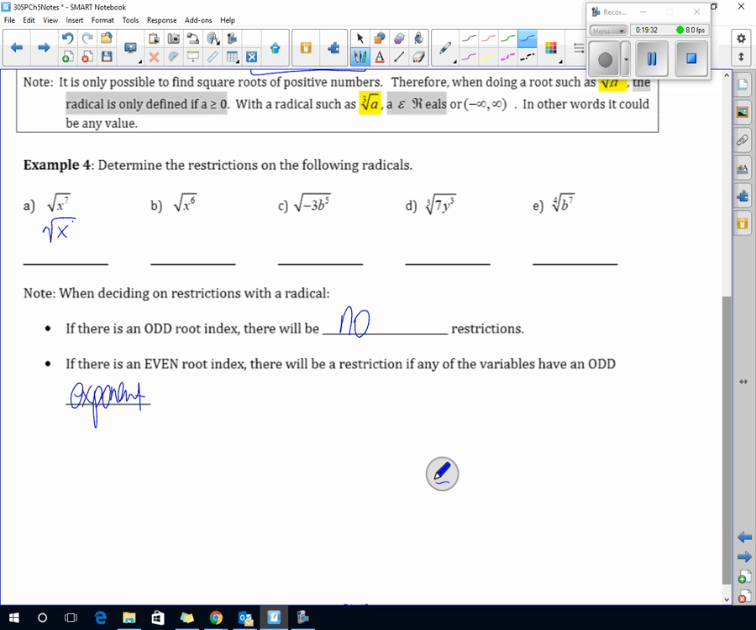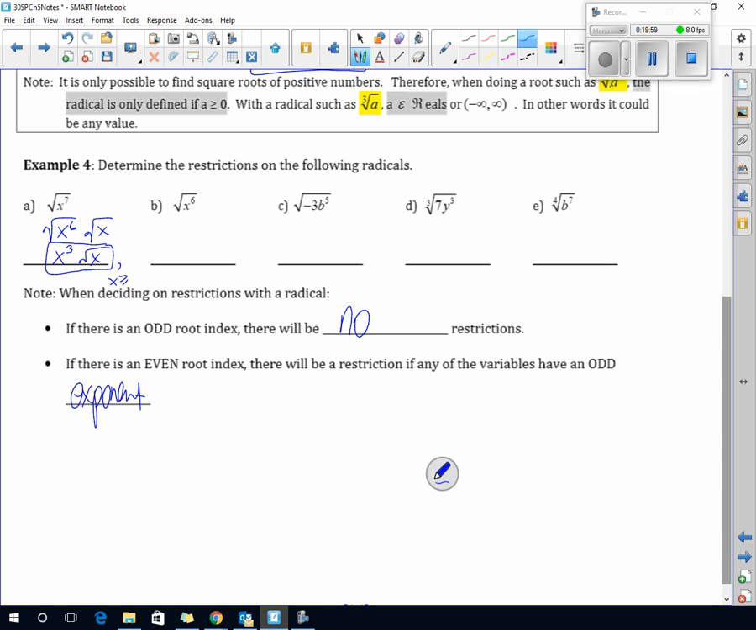But here's the thing. Having this leftover x in here, you can't have a negative number for x, right? Because you can't square root that. So you'd have to put the extra restriction, comma, x has to be greater than or equal to 0. Actually, it's just asking for the restriction. So the restriction is x has to be greater than or equal to 0.